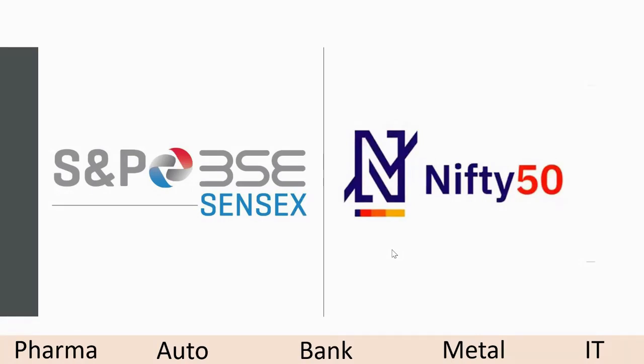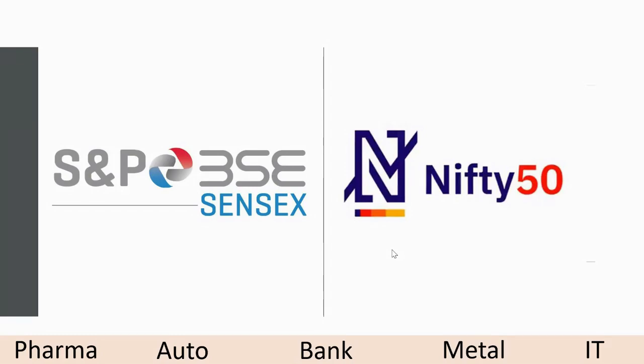These companies represent around 70% of the total free float market capitalization of the stock exchange and hence provide a good view about the state of economic activity in the country. Apart from these two frontline indices, there are also several sectoral and thematic indices. For example, pharma, auto, bank, metal, IT, etc.